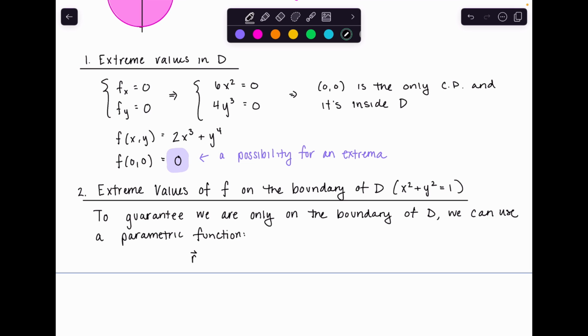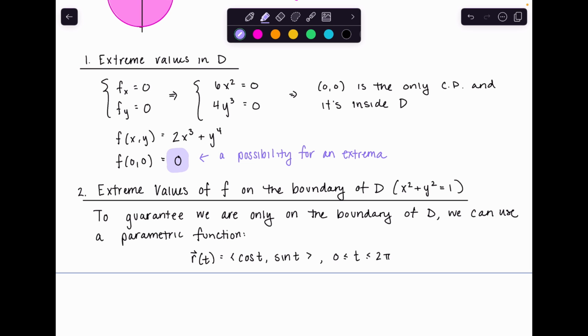So we can define the vector function r of t to be cosine of t, sine of t. And then with that, I only need to go around the circle once, so I can also make restrictions on my t value. If t is between 0 and 2 pi, that will trace the entire circle of radius 1 exactly once. Okay? So if I pick these points, it guarantees me I'm on the boundary.